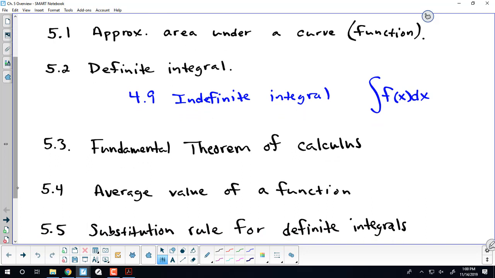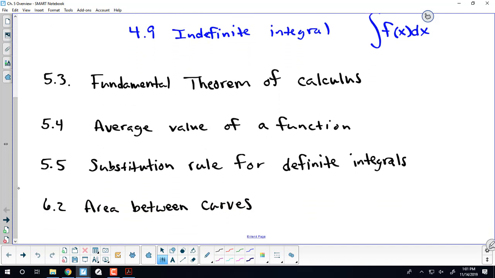In 5.1, we're going to look at how to approximate an area that's under a curve. In 5.2, we'll look at the definite integral, and we'll see how that's related to the indefinite integral or the antiderivatives that we took in 4.9. And then 5.3 is the fundamental theorem of calculus, which tells us how to evaluate the definite integral from 5.2. And 5.4 is application, where we find the average value of a function. And then 5.5 is the section where we get one technique to find antiderivatives, outside of the ones we already know. And then the one from 6.2, Chapter 6 stuff, is finding the area that's between two curves.